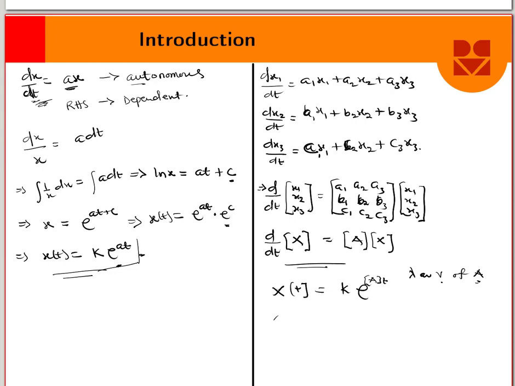So it means that our solution will look a lot more like this. We have k here and then e exponent lambda t. Now this should give us an idea of how our solution should look.